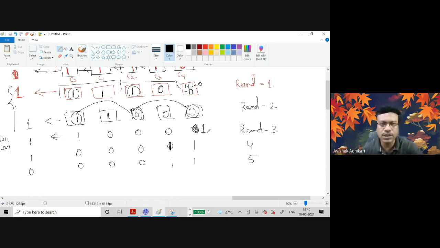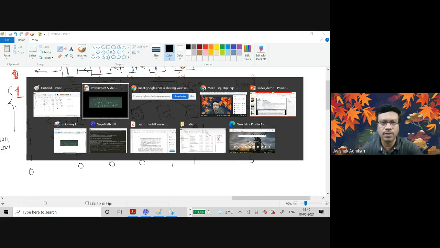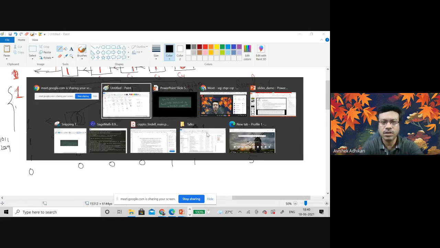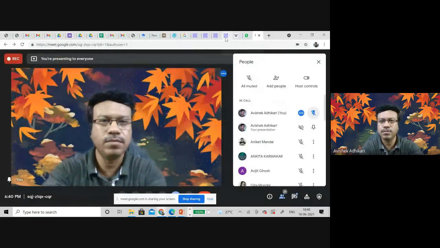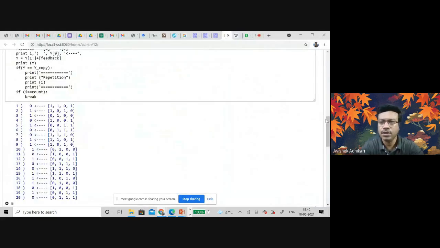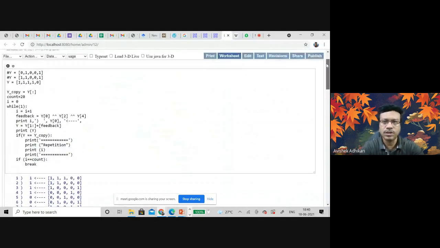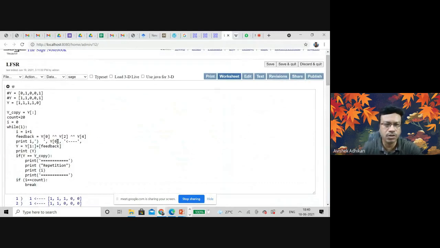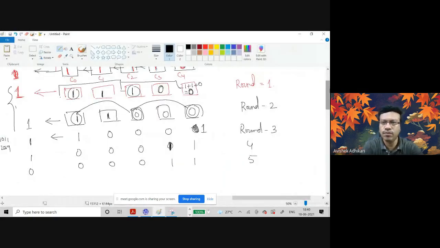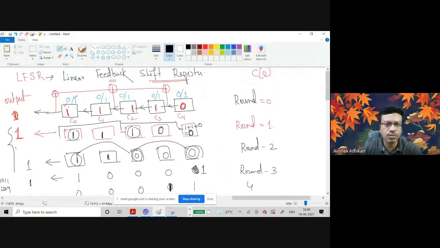Okay, so just have a look at the code here. I have a code here which will help you in giving the answer. This is my LFSR. Here it's 0, 2, and 4. So this is my 0th box, this is my 2nd box, and this is my 4th box, I mean the 5th box actually. Index-wise, 0th index, 2nd index, and the 4th index.